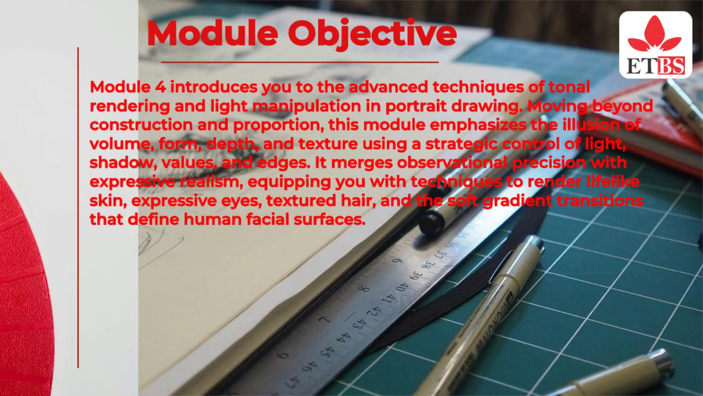Module Overview. Module 4 introduces you to the advanced techniques of tonal rendering and light manipulation in portrait drawing. Moving beyond construction and proportion, this module emphasizes the illusion of volume, form, depth, and texture, using a strategic control of light, shadow, values, and edges. It merges observational precision with expressive realism, equipping you with techniques to render lifelike skin, expressive eyes, textured hair, and the soft gradient transitions that define human facial surfaces.